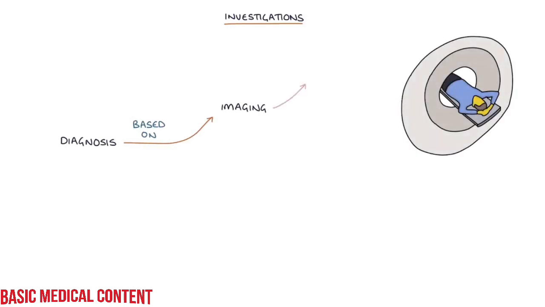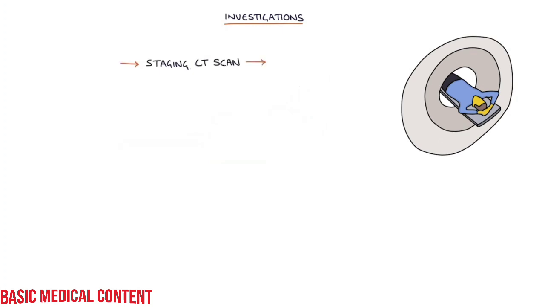Let's talk about investigations. The diagnosis is based on imaging, for example a CT or MRI scan, plus histology from a biopsy of the lesion. A staging CT scan involves a full CT of the thorax, abdomen and pelvis, or CT TAP. This is used to look for metastasis and other cancers.